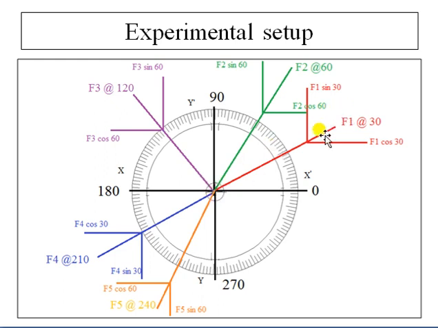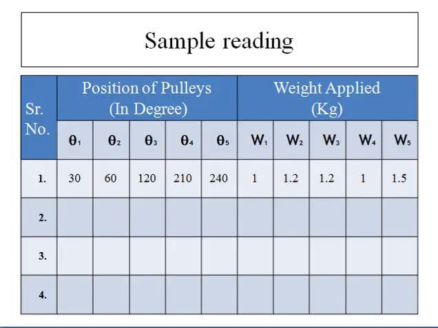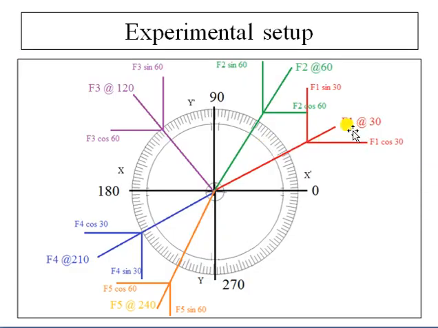Now here F1 represents the weight acting at 30 degrees. The weight acting at 30 degrees was 1 kg. So when we convert it into force, it will turn into 9.81 Newton. So this F1 is 9.81 Newton acting at an angle of 30 degrees. We will resolve it into two components. The horizontal one will be F1 cos theta and the vertical one will be F1 sin theta.